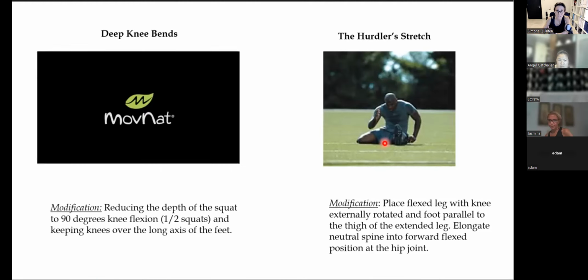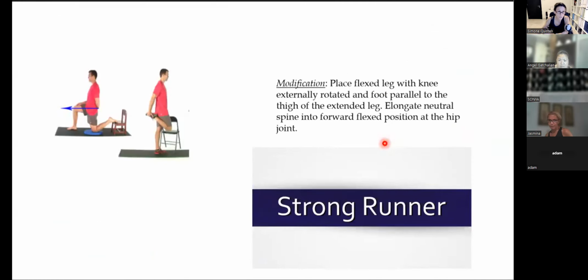So on the other side is a modification of what you can do, okay? For example, you can do a standing quadricep stretch, holding on. Or if you want to do it in a kneeling position, push your hip forward, and you have a beautiful stretch for your hip flexors if you want that, okay? So you always have an option, okay?